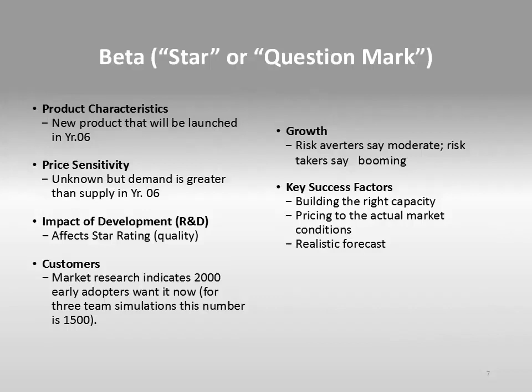A lot of money has been spent in the development of beta. A lot of money has been spent in building production capacity. Early market research shows that there are a lot of people eagerly awaiting the product. So all you have to do now is price it, put in the marketing, and sell it, and keep building the right amount of capacity to match its future growth.